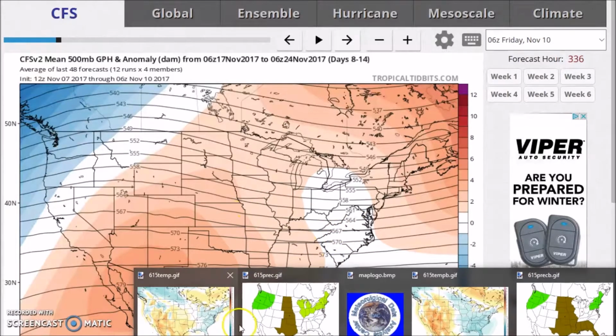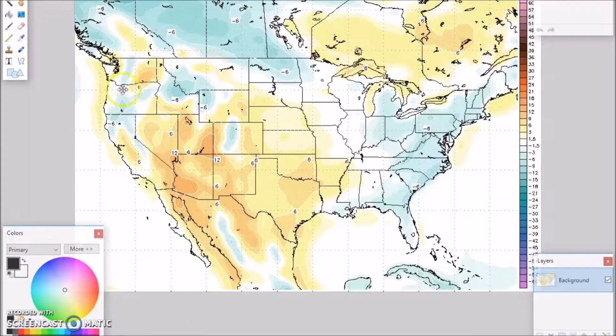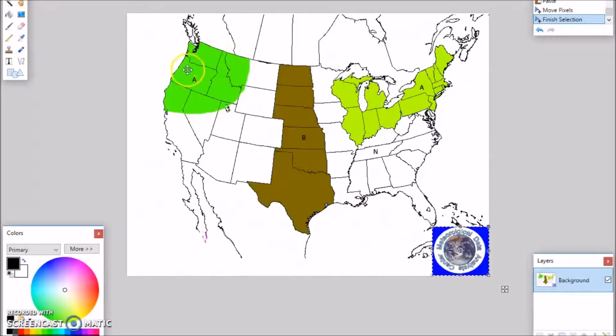So for this forecast period, I am forecasting below normal temperatures for the northwest and northern Rockies and east of the Mississippi River. Forecasted anomalies will be about 4 to 6 degrees below normal, and above normal temperatures are forecast for this region here with anomalies of 6 to 12 degrees above normal. For precipitation, calling for above normal precipitation here, and the darker color indicates a higher probability of it being above normal. And we have below normal precipitation for the plains.